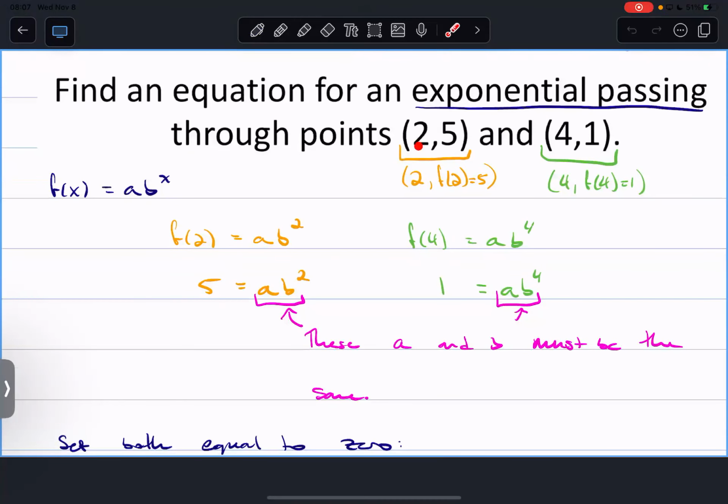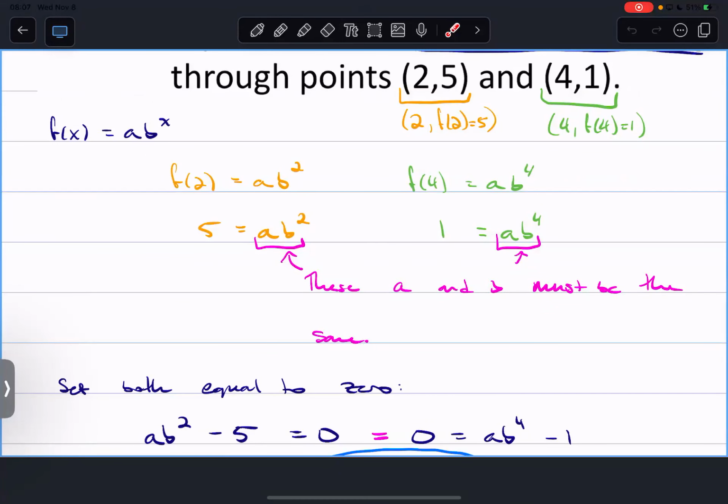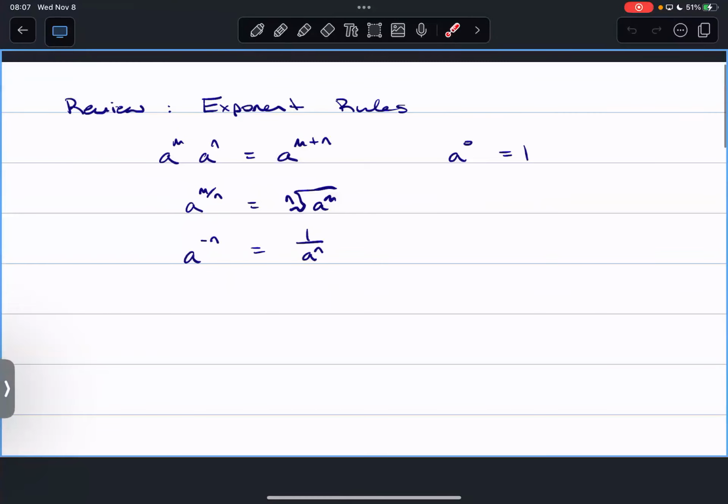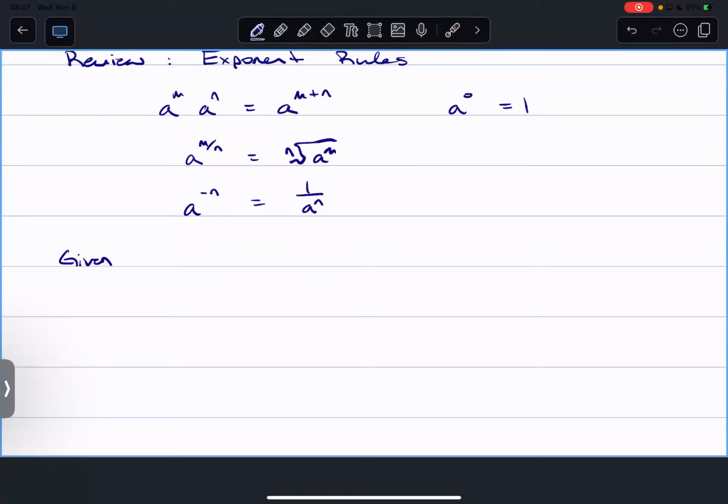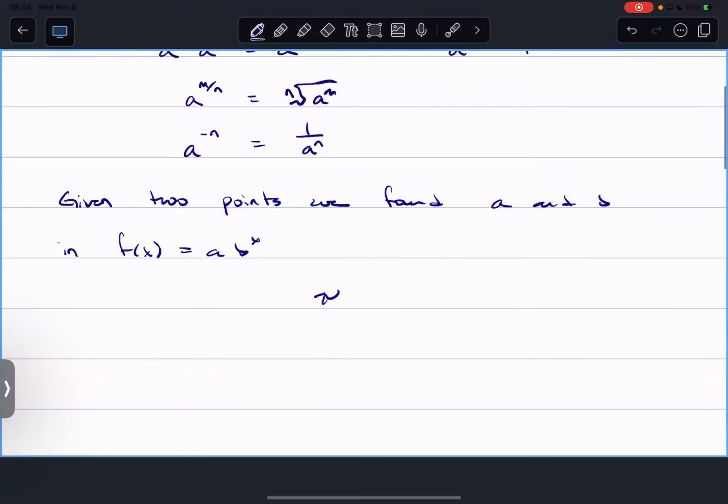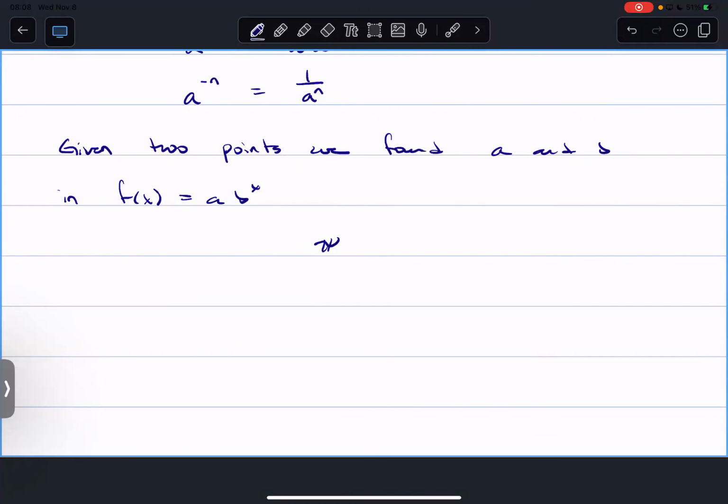And what we did was we said, okay, I have an input, I have its output, I have an input, I have its output. I'm going to use those to figure out, slowly but surely, what a and b are in this general exponential function. Or b, you can rewrite b as 1 plus r if you want to. So given 2 points, we found a and b in f of x is a times b to the power of x. In terms of review, we'll leave it there.